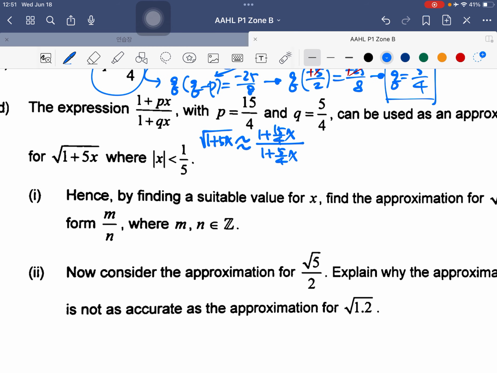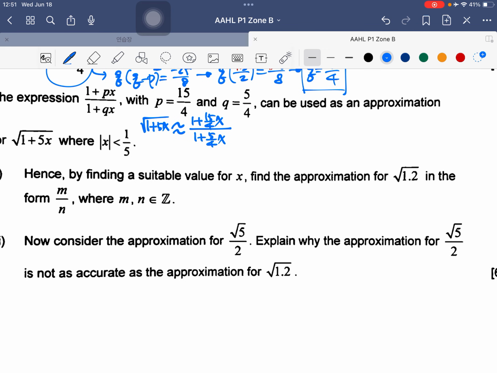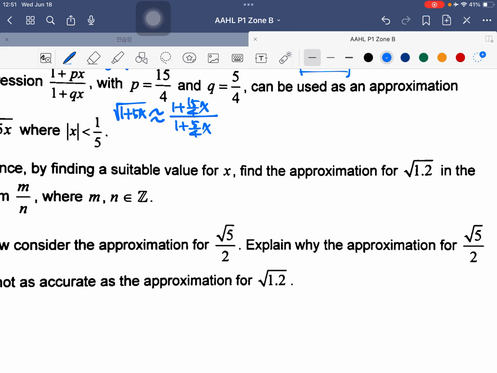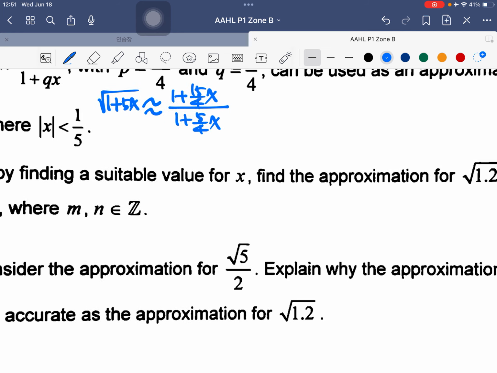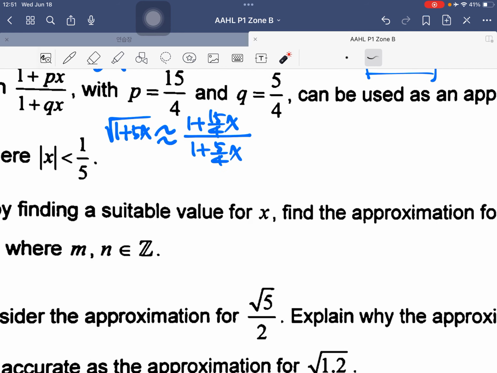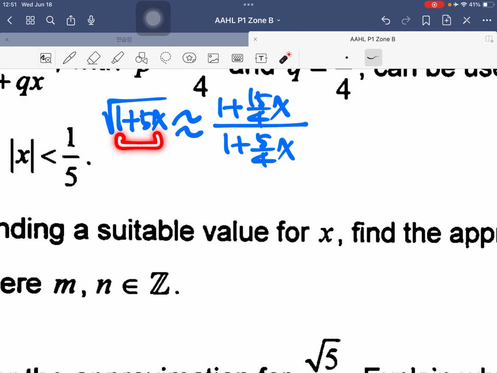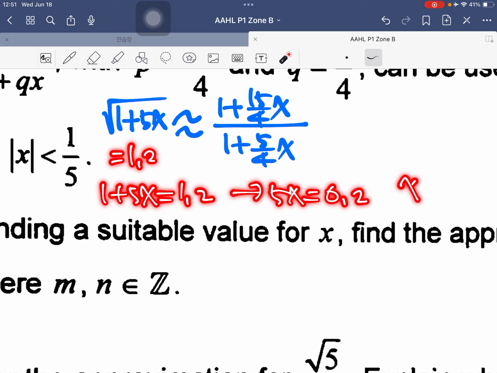Hence, finding a suitable value of x, find the approximation of square root of 1.2. So square root of 1.2, okay, what should we put on 5x? So this one inside should be equal to 1.2. So 1 plus 5x should be 1.2, which means that 5x should be 0.2. So x is 0.04, right? x must be 0.04, plug in.